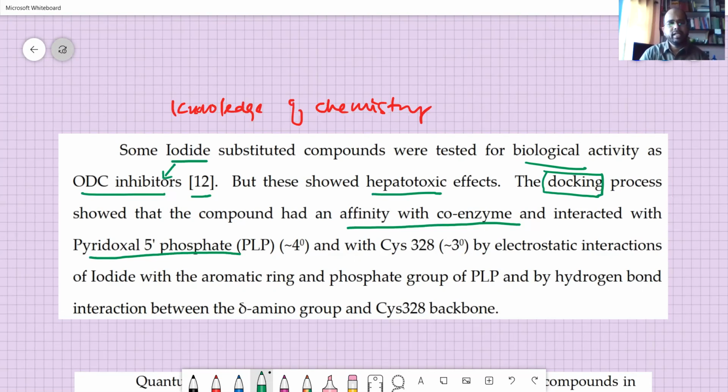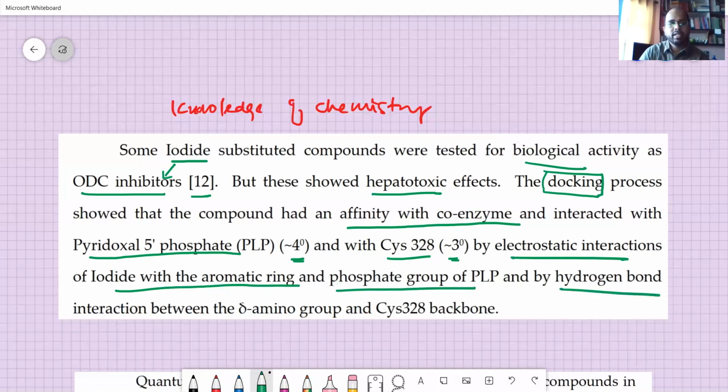This is one of the factors, or you can say, for example, the structure of hemoglobin, in which you have many components. One of the components is benzimidazole. The other component is the porphyrin ring system. Another component is some carbohydrate attached there. Like that, pyridoxal phosphate, approximately 4 angstrom in length, and Cys-328, approximately 3 angstrom in length, are held together by electrostatic interaction of iodide with the aromatic ring and phosphate group, and by hydrogen bond interaction between the delta amino group and the Cys-328 backbone.